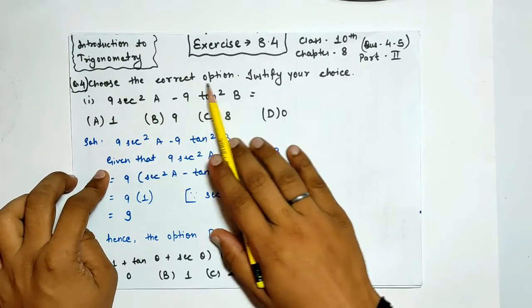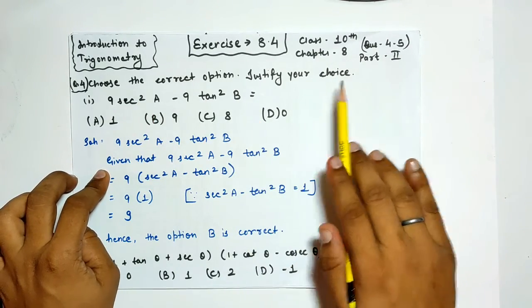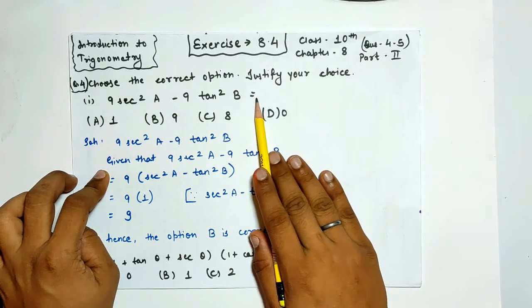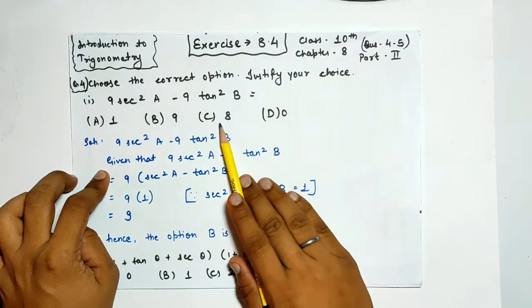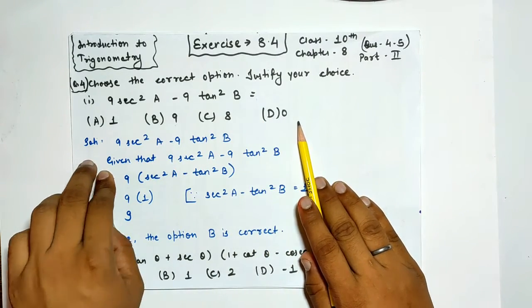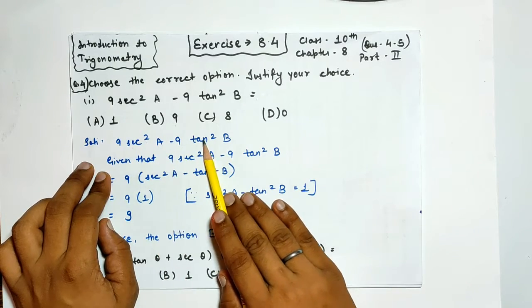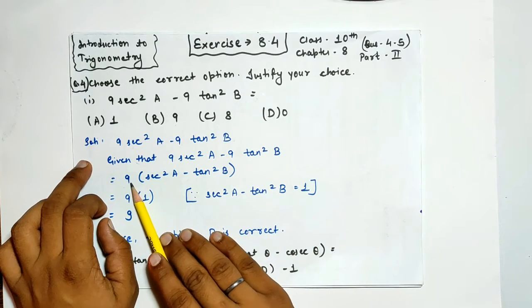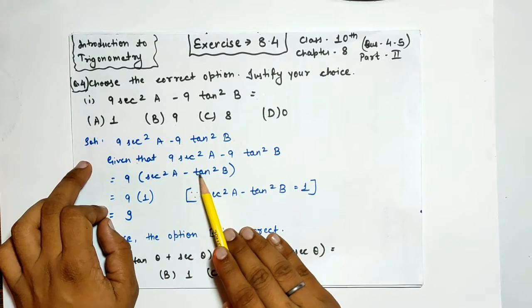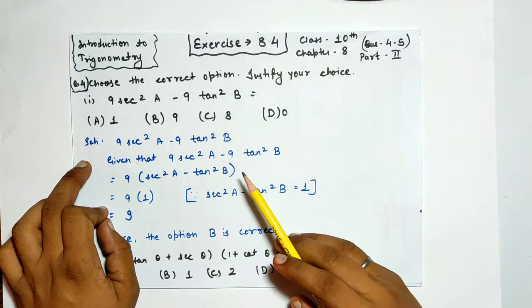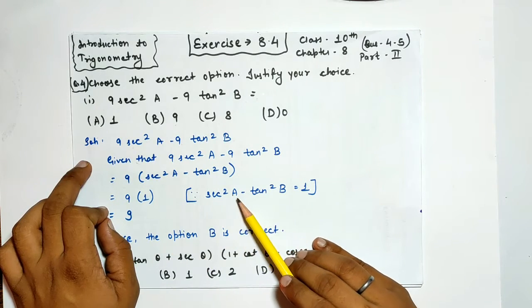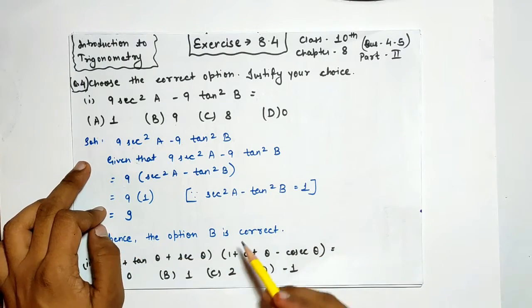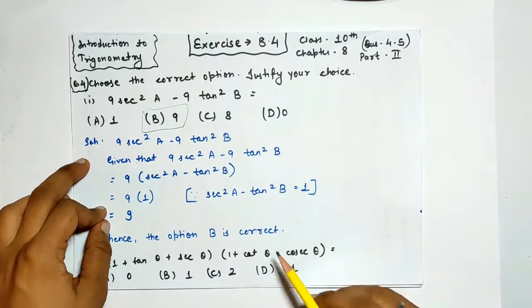Question number 4 says choose the correct option, justify your choice. Here it is written first, 9 sec square A minus 9 tan square B is equal to; options are A 1, B 9, C 8, D 0. So the solution: 9 sec square A minus 9 tan square B is equal to 9 bracket sec square A minus tan square B, is equal to 9 bracket 1, because sec square A minus tan square B is equal to 1, is equal to 9. Hence option B is correct because the answer is 9.